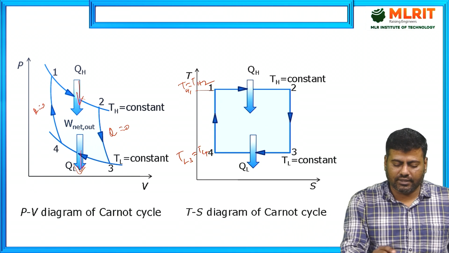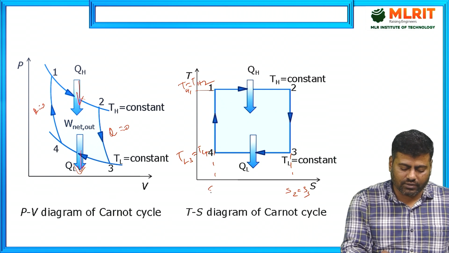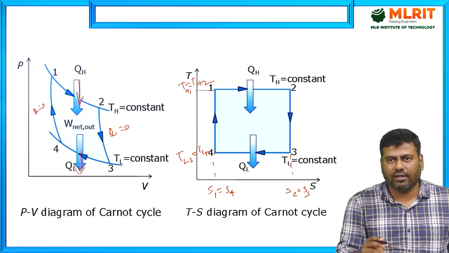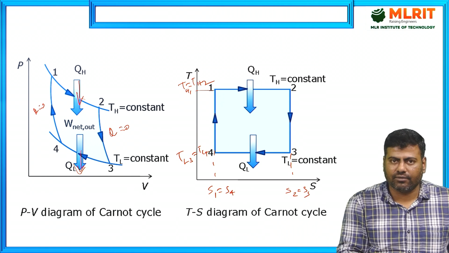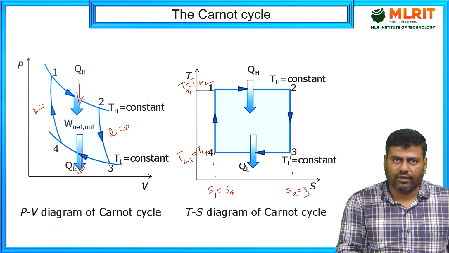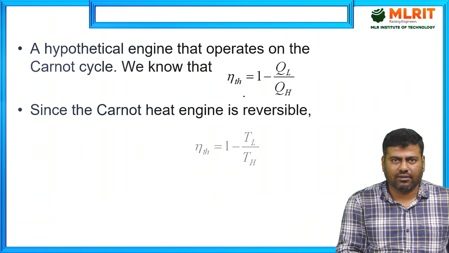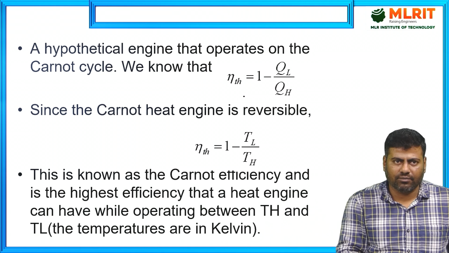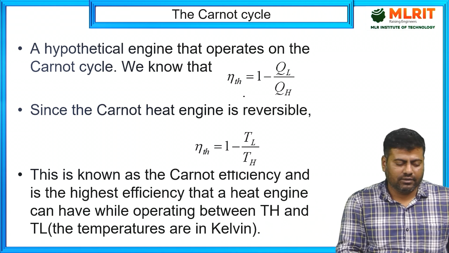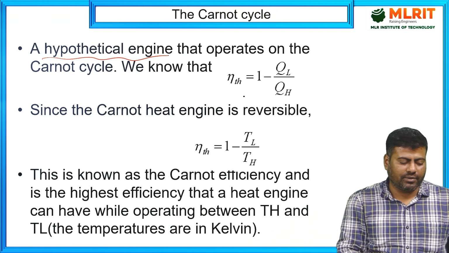So this is the TS diagram. For an isentropic process, entropy remains the same. So S2 equal to S3 here, and here also S1 equal to S4. Wherever we have considered reversible adiabatic, that is isentropic. In that way I can frame it, right? So this is the PV and TS diagram for the Carnot cycle. In real time we can't construct it, so it is a hypothetical engine. The hypothetical or ideal engine operates on the Carnot cycle.